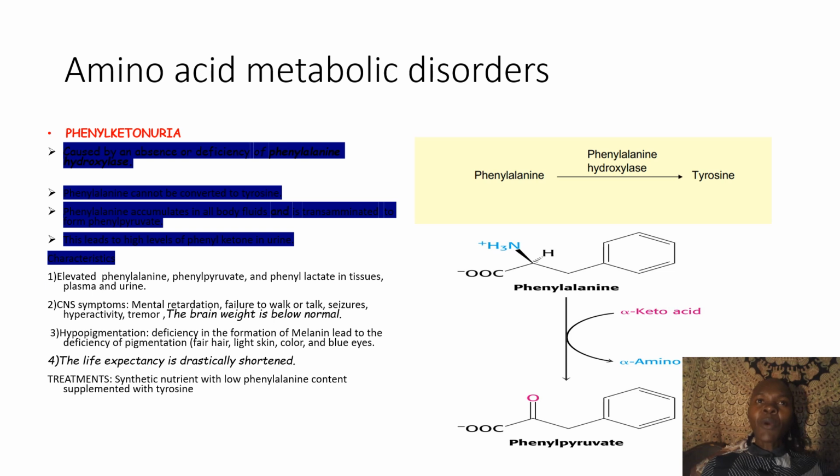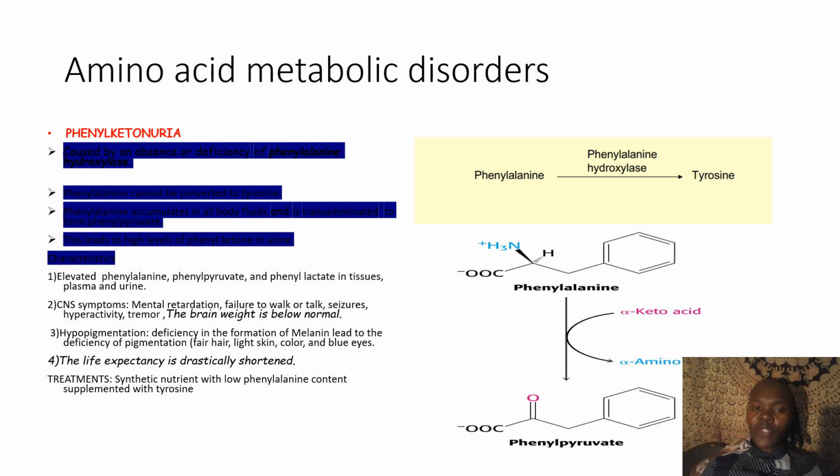So at that point where there is a defect in that enzyme, there is a problem. That is what relates to the metabolic disorders. And in most cases, they will show as a disease or a disorder. So we are talking about amino acid metabolic disorders. Just to mention a few, we can look at phenylketonuria.